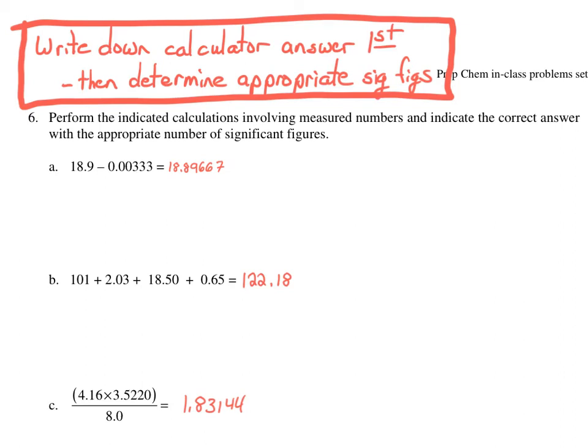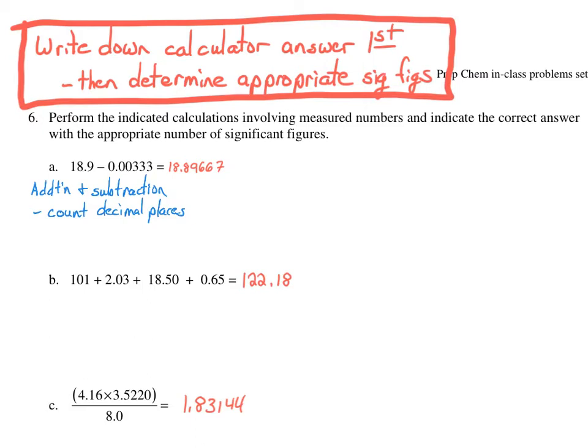My very strong suggestion is that in these calculation problems, you write the calculator answer down first, then determine the appropriate number of significant figures. As you can see, I've already written down the calculator answer to these problems. We'll spend our time focused on determining the number of sig figs.